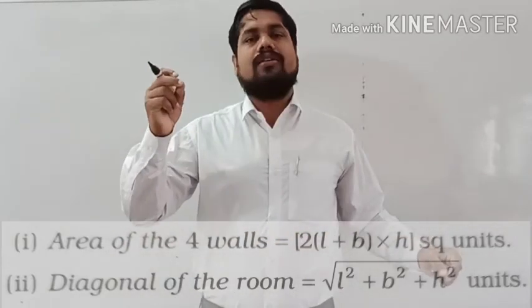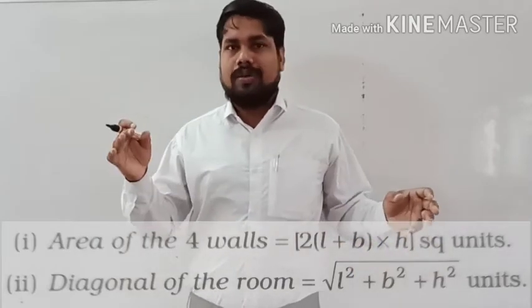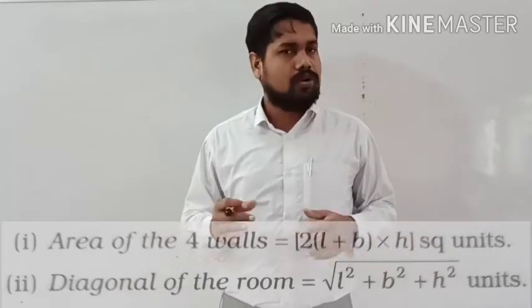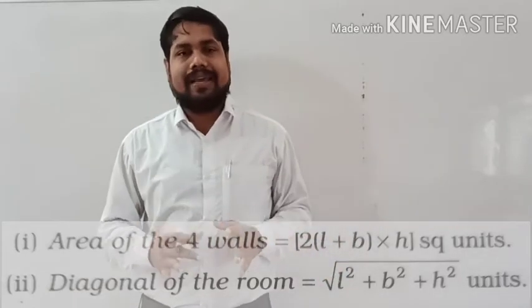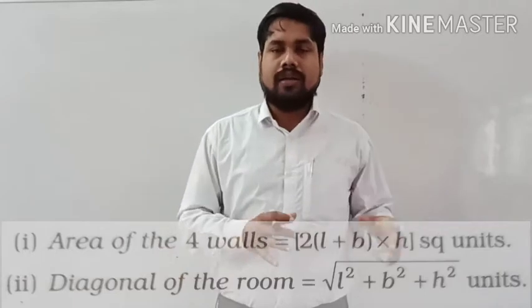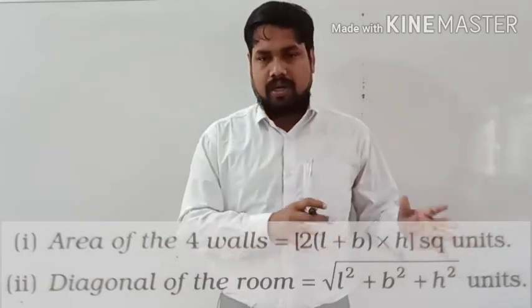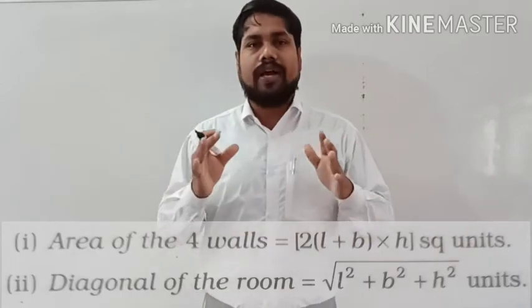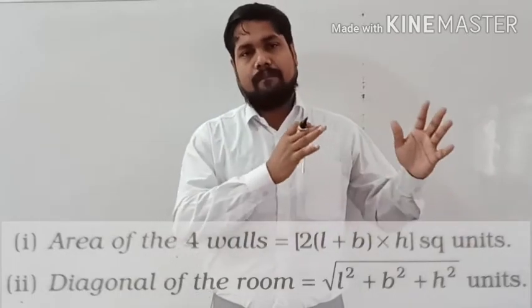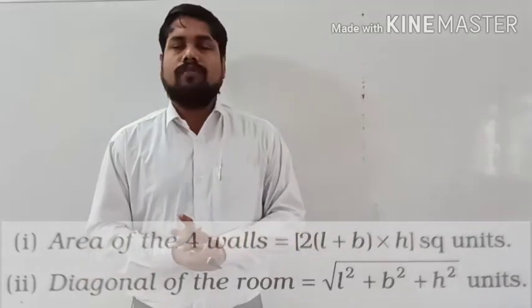Next what we have is the diagonal. Suppose this diagonal you want to find out. Okay. Now the room with 4 walls is there and you want to find out the diagonal of the room. So in that case the diagonal of the room we can find out by the root under length square plus breadth square plus height square. So the sum of the squares of all the things L, B and H under the root will be the diagonal of the room.